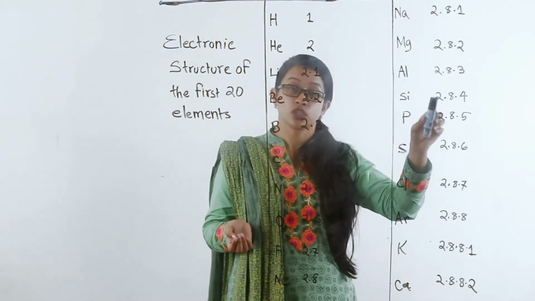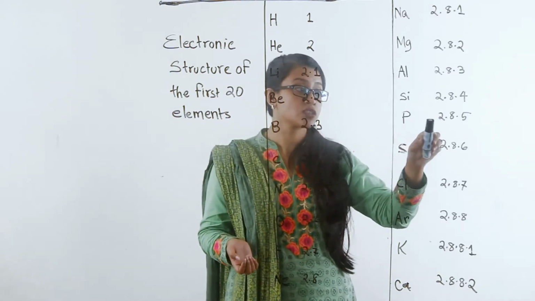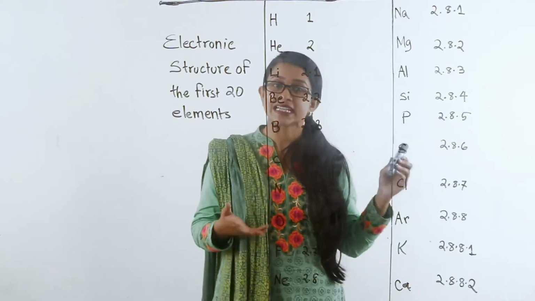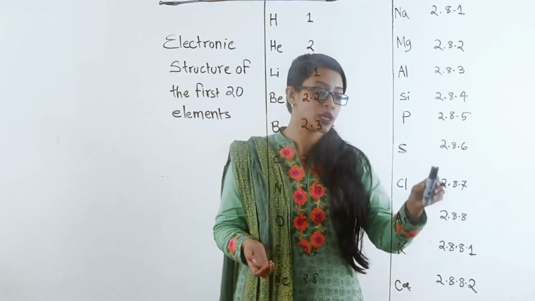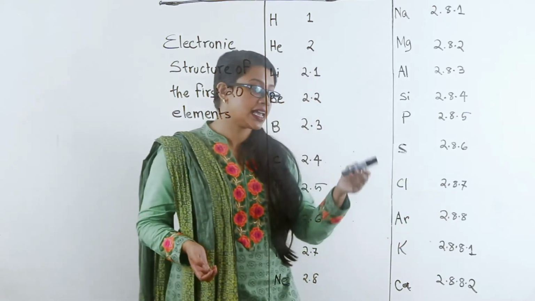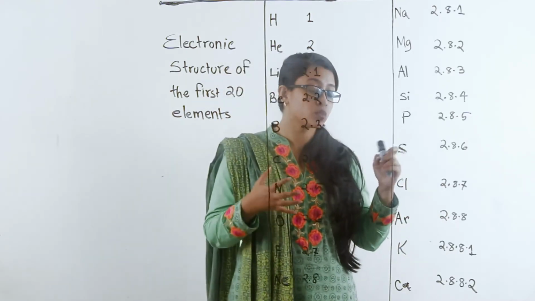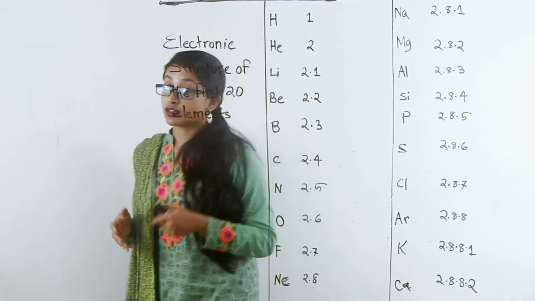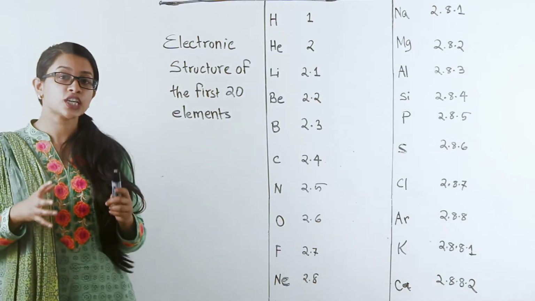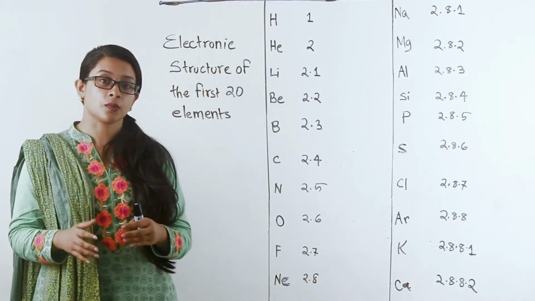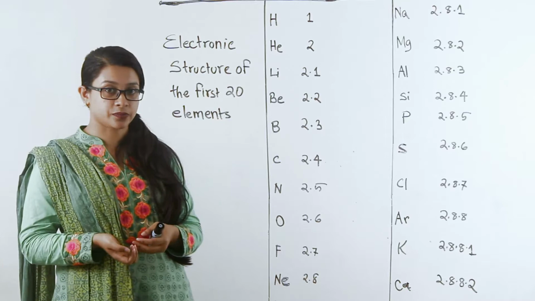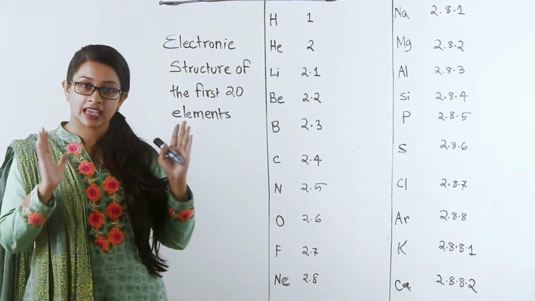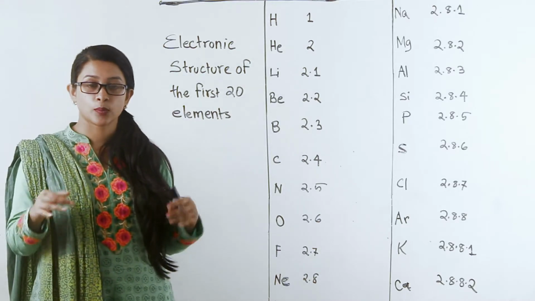And silicon, 2, 8, 4, 14. Phosphorus, 2, 8, 5, 15. Sulfur, 2, 8, 6, 16. Chlorine, 2, 8, 7, 17. And then 18, in the case of argon, the third shell is filled up to its maximum capacity. So the electronic structure is 2, 8, 8, which is 18. Completely full.